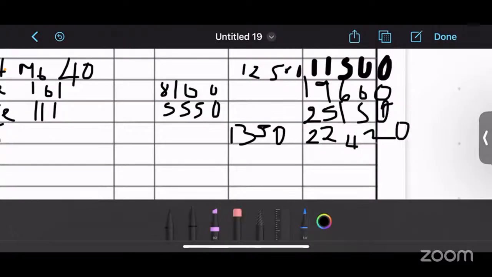Wait, how did you move from 25 to 22? I subtracted 25 and 1,350. Can you redo it? Because I think it's a bit more. You should get something else. Are you sure you got 23,800? How much? 23,800.